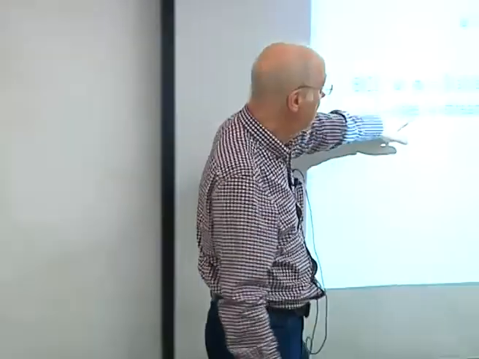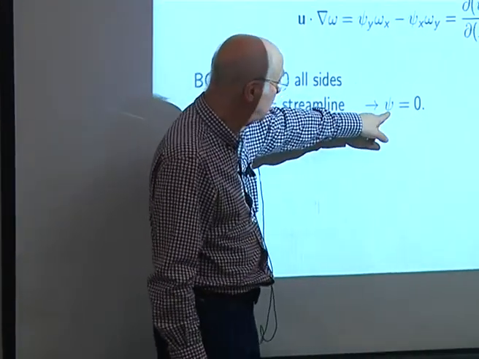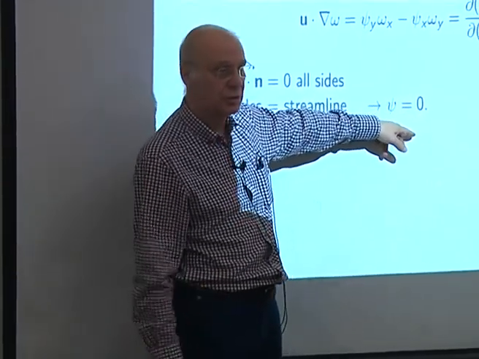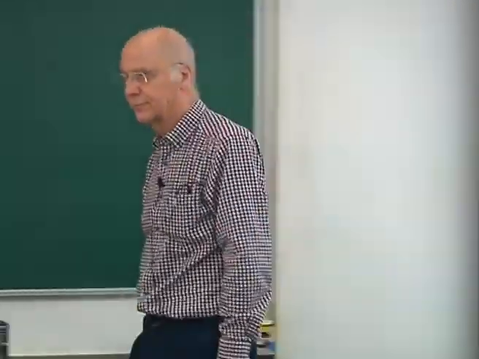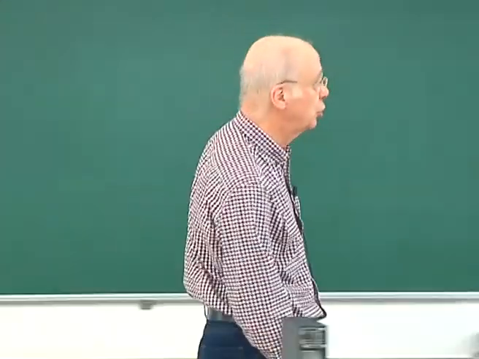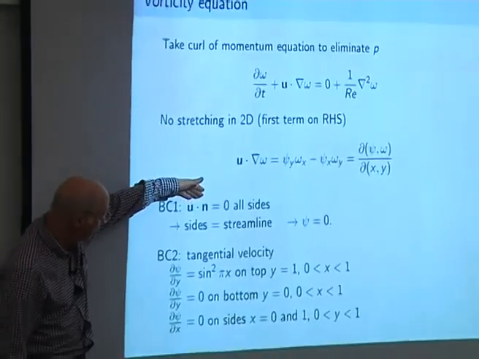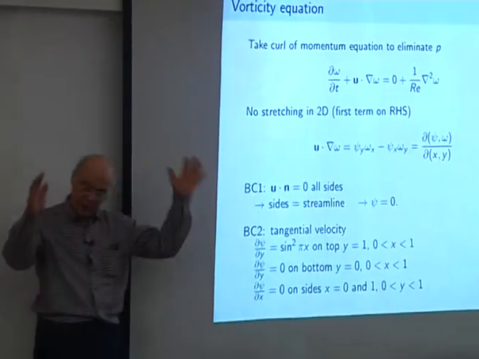So I might as well say the boundary condition on all of the sides is that the stream function vanishes. This has to be a constant. Why don't we choose the constant to be a nice constant like 0? And then there's boundary condition 2, which is the tangential velocity. This is the normal velocity, the tangential velocity, which is 0 on the sides and the bottom.